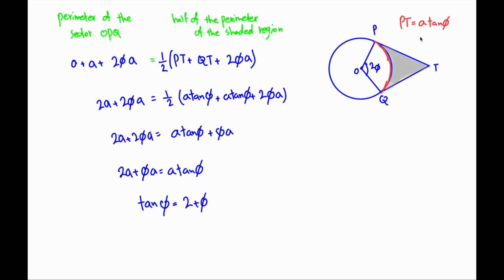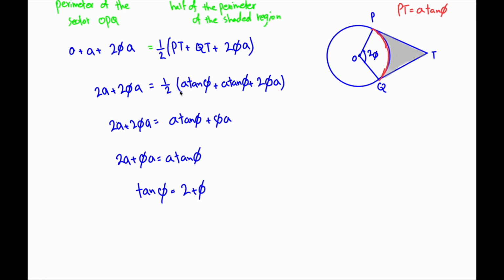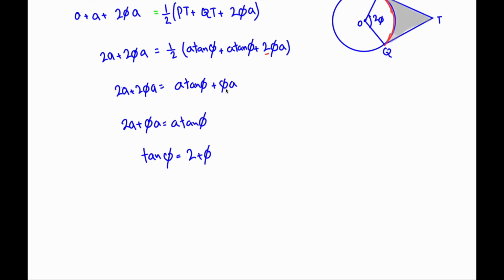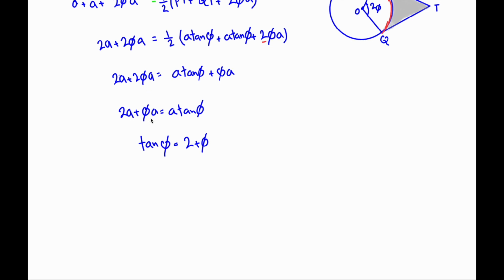And I've already proved in part A that PT equals a tan phi. Same thing goes for QT. So I'm going to replace them with their equivalent value. And after that, I'm going to tidy up. a tan phi plus a tan phi is basically 2a tan phi. And I can cancel the 2 from here with the half which is outside, and I'm going to be left with a tan phi plus phi a. And you can bring the phi a to the other side and group it with its like term which is here, so that's going to reduce to phi a.